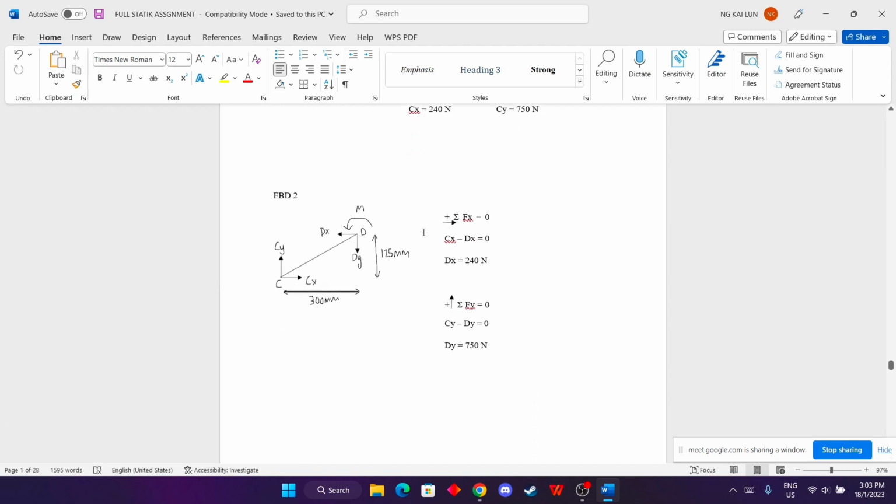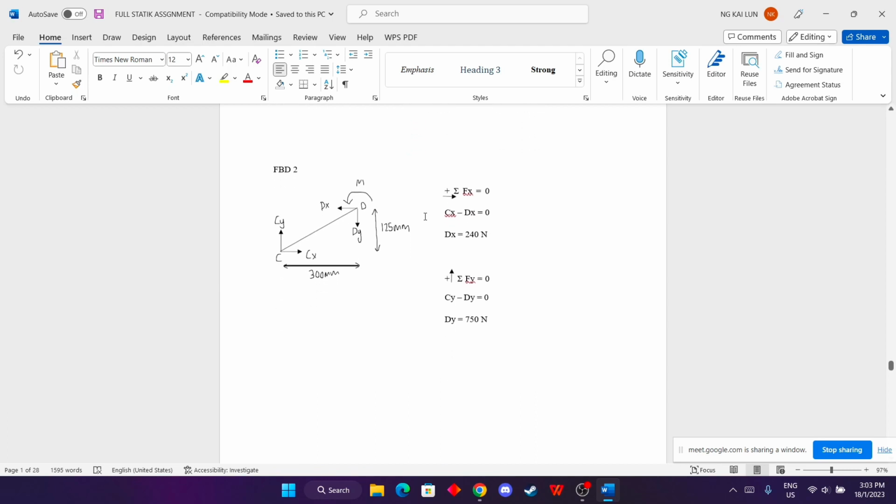And then we go to FBD 2, where we derive the force in X: Fx equals 0. We take Cx at point C and Dx at point D, Cx minus Dx equals 0. We got the answer Dx equals 240 Newton.